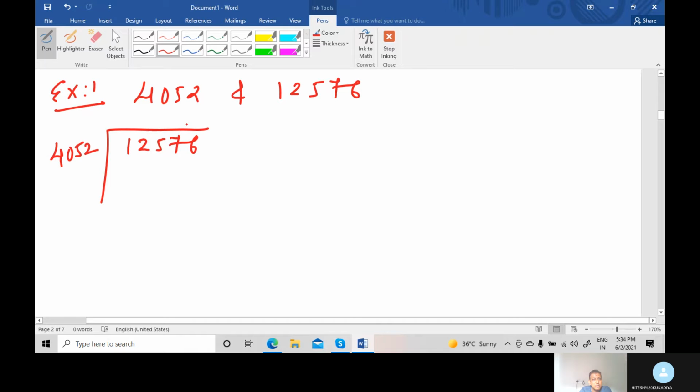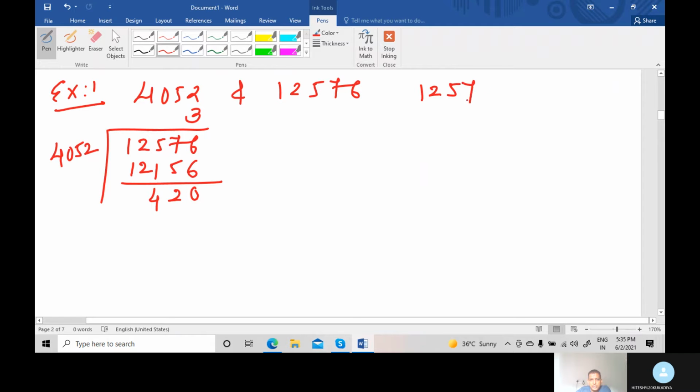So 4,000 threes are 12,000. Multiply: 3 2s are 6, 3 5s are 15, because of 0, 15 as it is, and 4 3s are 12. Then 6 minus 6, 7 minus 5, 5 minus 1. Is that clear? Okay, write your statement here.